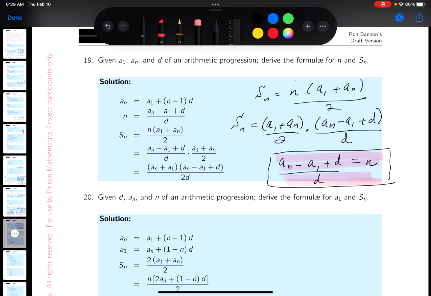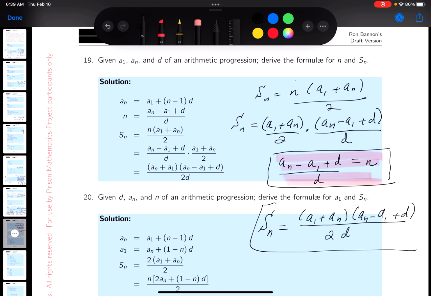All right? Let me just write it a little bit differently, then we'll look at the key. And you're going to get Sn. The denominator there is 2d. And what do you get there? Well, you get (a1 + an)(an - a1 + d). All right, put a little box in that. We're going to look at the key now and see how we did.